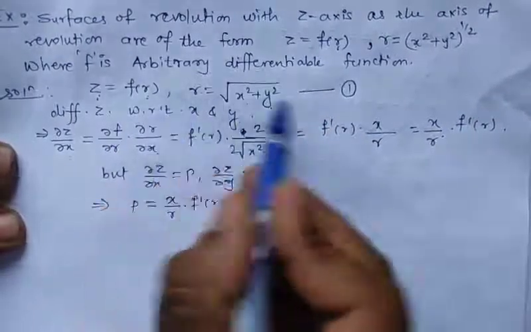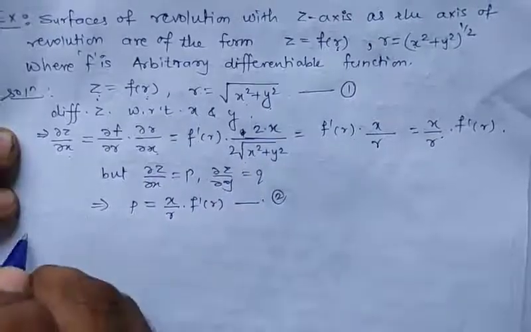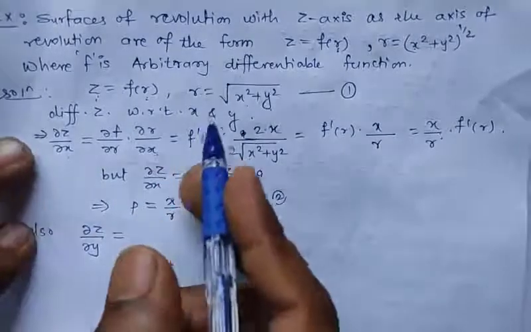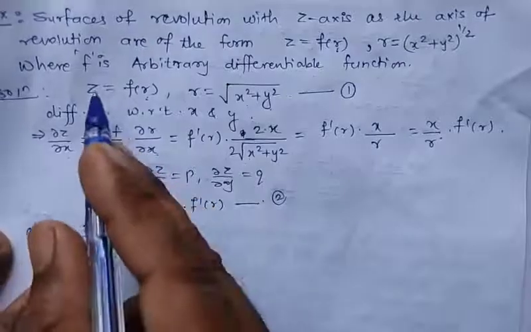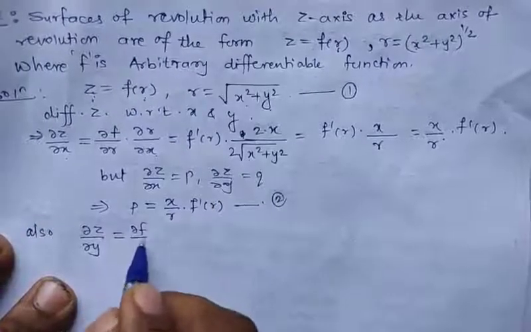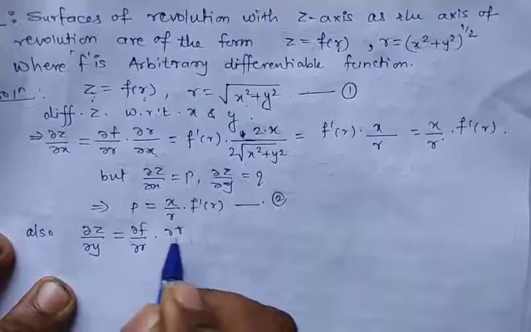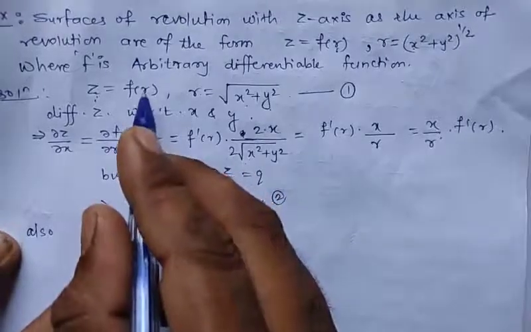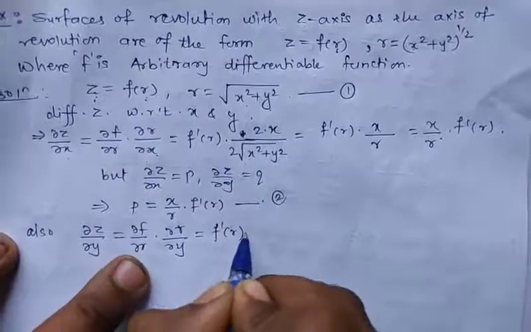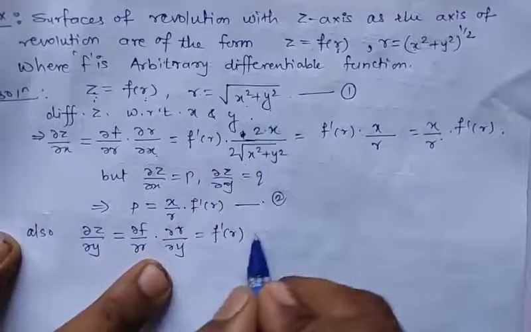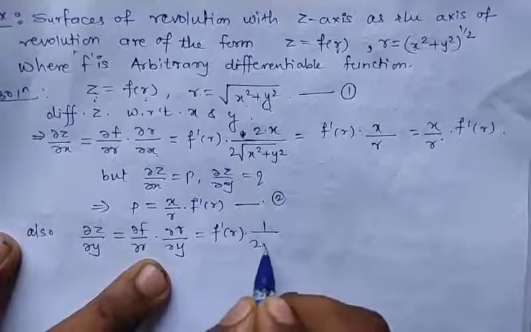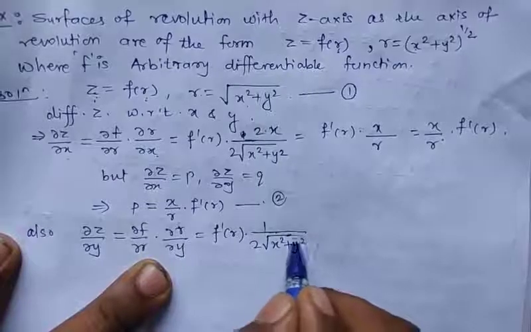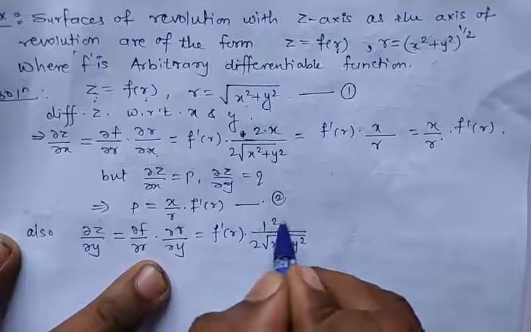Now again differentiating equation 1 with respect to y, then also ∂z/∂y will be, taking derivative of z with respect to first r, so ∂f/∂r into ∂r/∂y, which is equal to f'(r), because f is a function of r, into derivative of r with respect to y. So derivative of root x is 1 upon 2 root x, so 1 upon 2 root of x square plus y square into derivative of x square plus y square with respect to y, so we get twice y, okay.